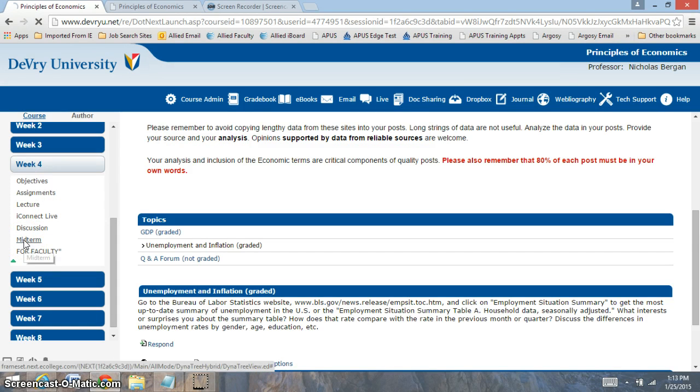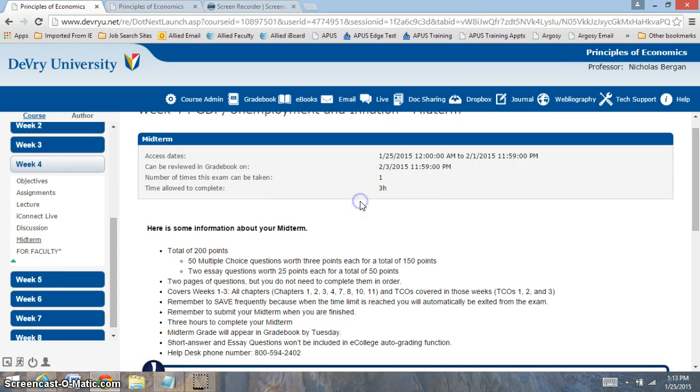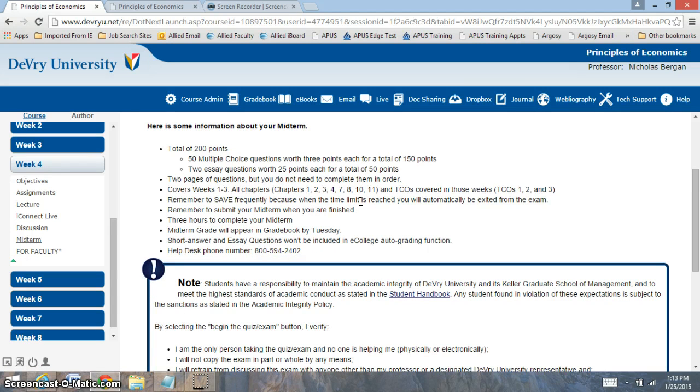Then you're going to have the midterm exam. Let's go over what the midterm exam is going to consist of. You have 50 multiple choice questions and 2 essay questions. The midterm exam is going to be 2 pages, so make sure to click next to go to the next screen. The midterm is going to cover weeks 1 through 3, and it's going to focus on the following chapters: 1, 2, 3, 4, 7, 8, 10, 11. Make sure to always save your answers frequently.